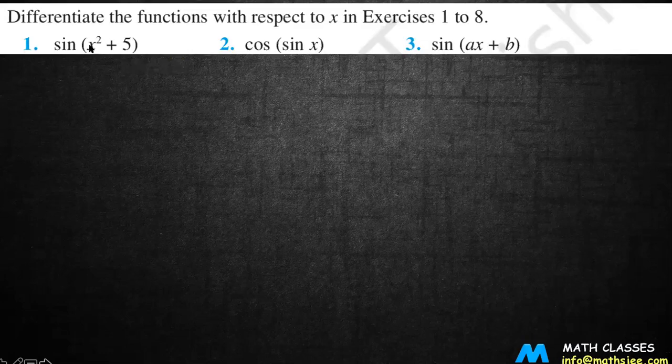As you can see, the first one is sine of x square plus 5. In this question, we'll apply the chain rule because this is not just the function sine x. We know the derivative of sine x, but what about sine of x square plus 5? Just remember one thing: here we have sin of a function, and if we try to differentiate it, we differentiate the function one by one.